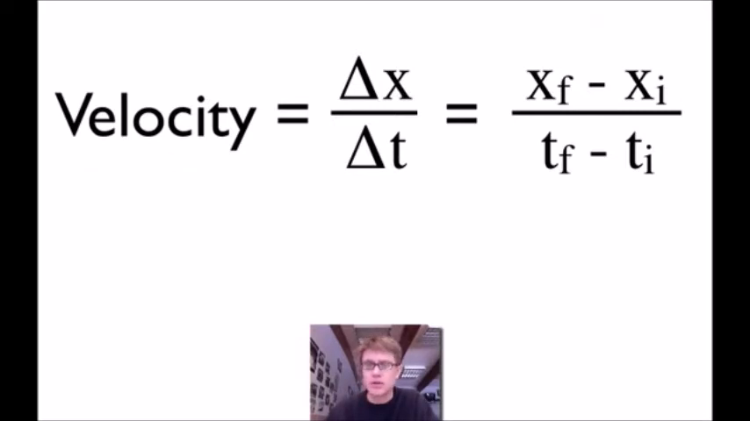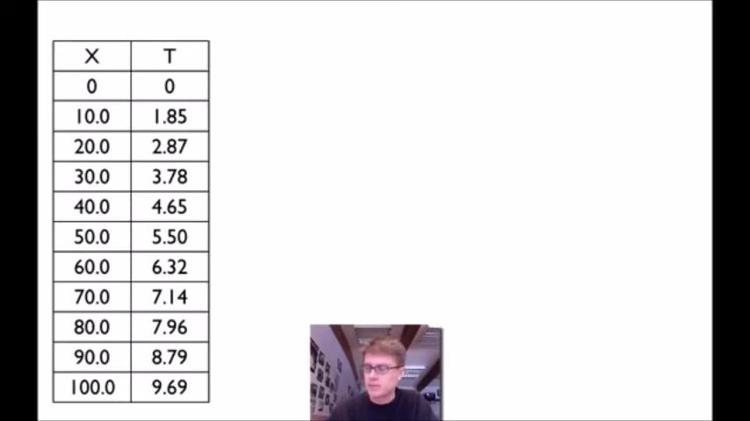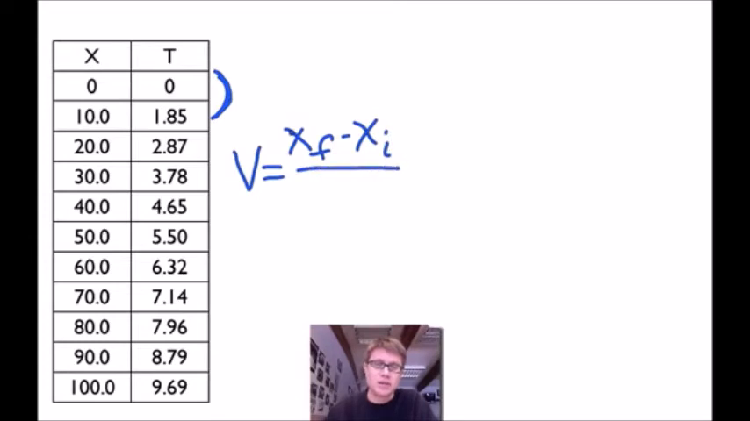Let's try a problem. These are the splits. So the first thing let's do is figure out the velocity for the first 10 meters. It's going to be xf minus xi, where xf is the final position.